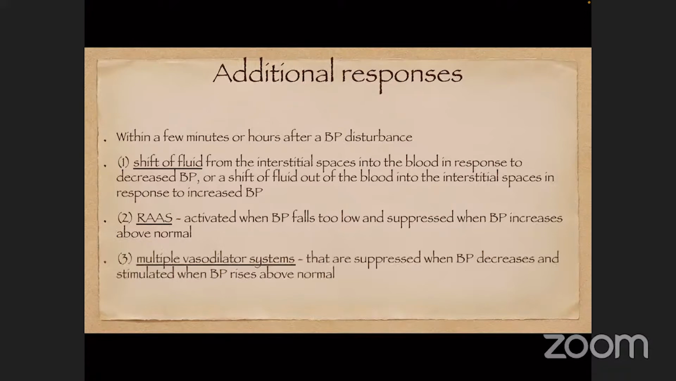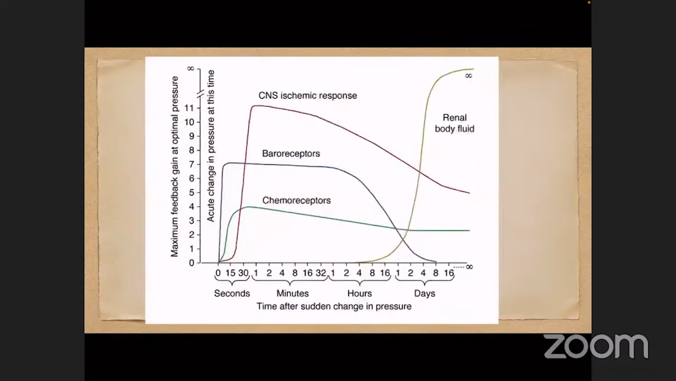Along with this, there are also multiple vasodilator systems which get suppressed when BP decreases and stimulated if BP rises above normal. Today, we will not look in detail at the local vasodilator systems. We will stick to the hemodynamic and the humoral responses that we see. So here, this is the complete picture of what you saw earlier. So you saw the immediate response, which happened within seconds, the neural control.